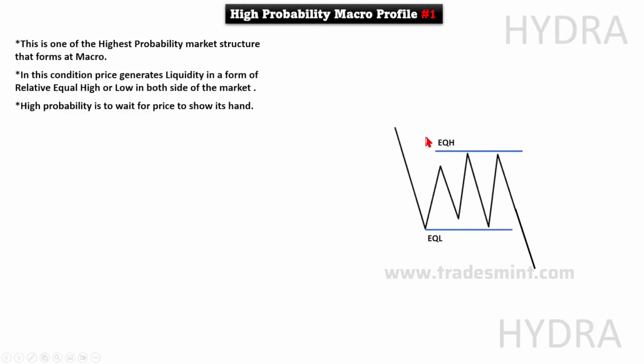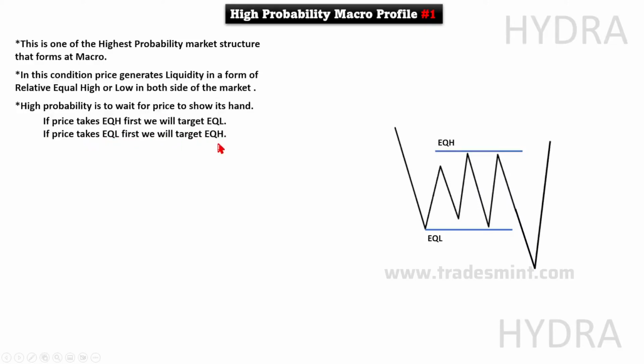So once price does accumulation, we'll wait for price to show its hand, deliver one side liquidity. So here, as you can see, price went below relative equal lows. I wrote it here again to make it easier. If price takes out equal high first, we will target equal low. If price takes equal low first, we will target equal high. As you can see, price cleared out relative equal low down here, so we'll be targeting relative equal high from here. I'll be sharing the entry and all the criteria, managing the stop loss very soon.